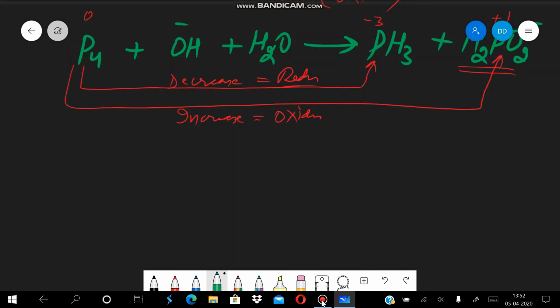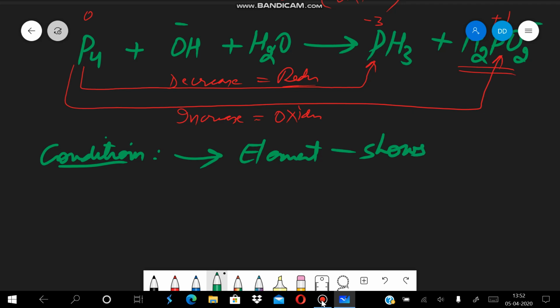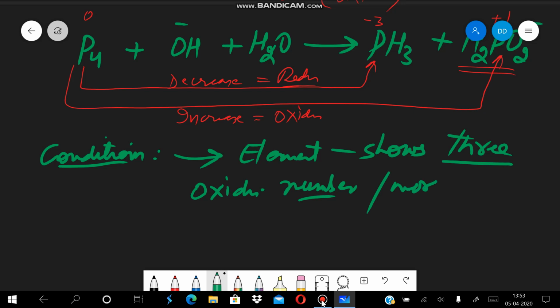Now what are the conditions for disproportionation reactions? For a disproportionation reaction to occur, there are certain conditions. The basic condition is that the element shows at least three oxidation states. Three different oxidation states or oxidation numbers should be possible at least, or more than that.